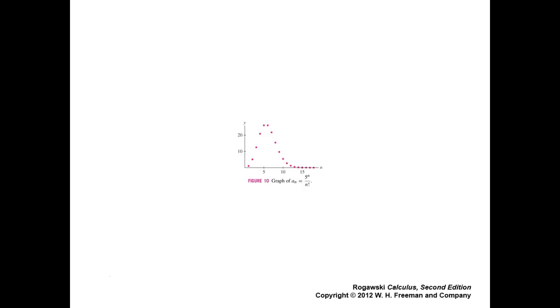It's not example 8, but we'll do example 8 on here. Show that if the limit as n approaches infinity of the absolute value of a sub n is equal to 0, so its limit is 0, then the limit as n approaches infinity of a sub n is equal to 0.